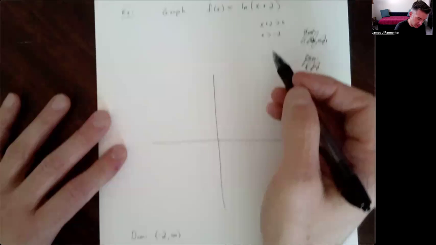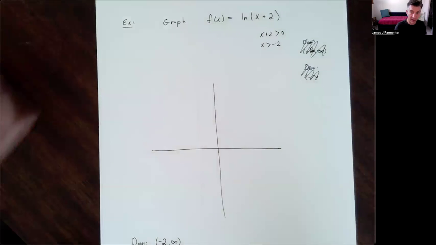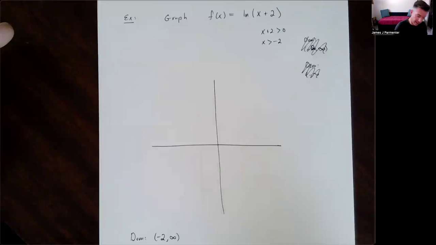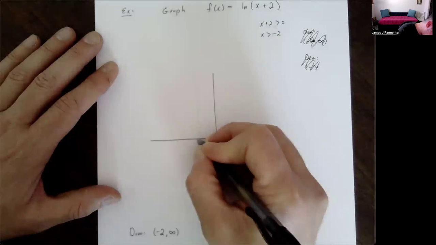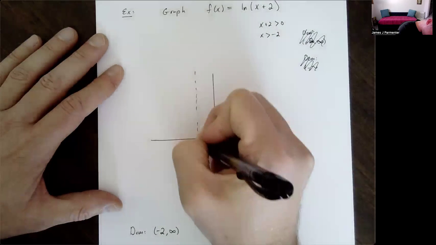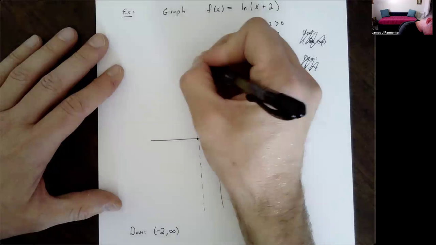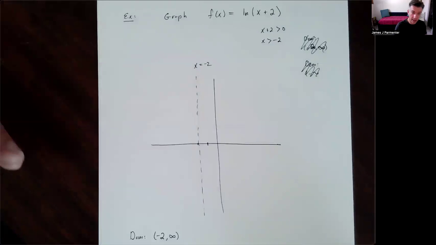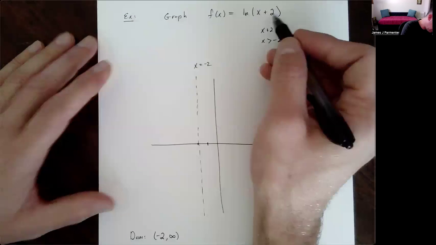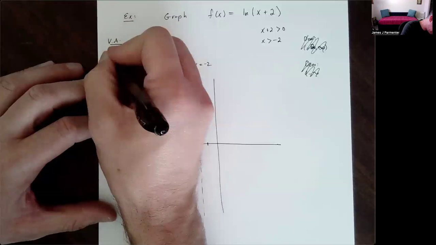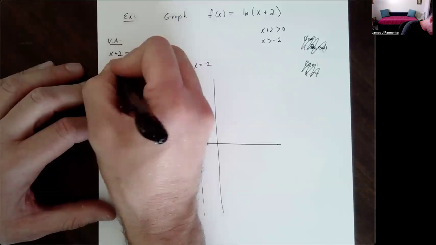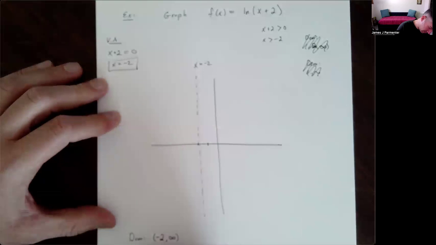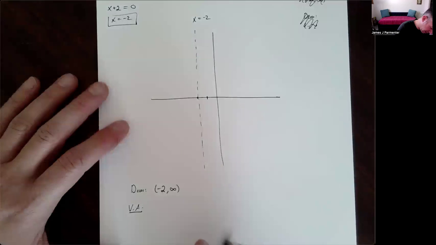One thing I like about doing this in the get-go is it also tells me where my new vertical asymptote is going to be. Instead of my vertical asymptote being at x equals 0, it's going to have moved 2 to the left to be at x equal to negative 2. Generally, you can find the vertical asymptote for a logarithmic function by setting the argument equal to 0. If I set the inside of the logarithm equal to 0, I get x equal to negative 2. So my vertical asymptote is x equal to negative 2.